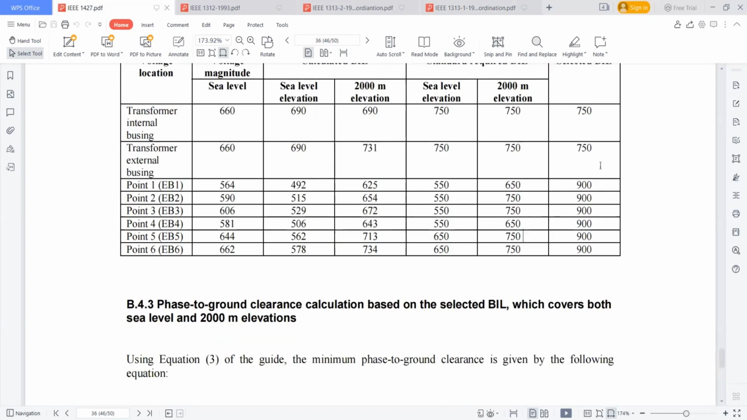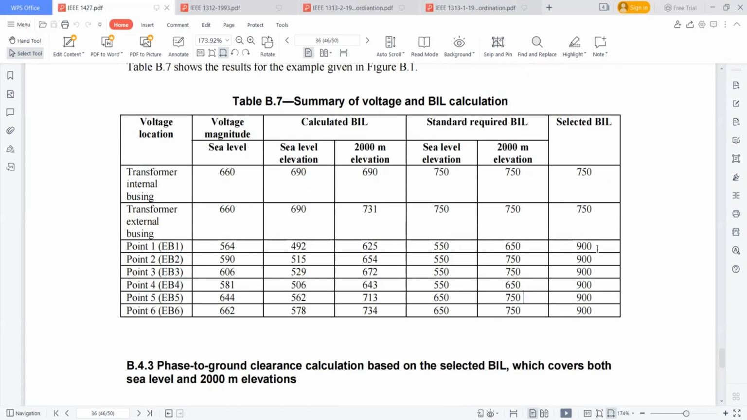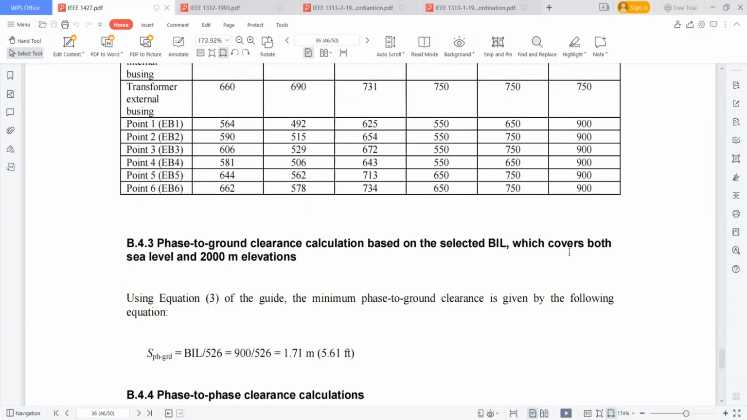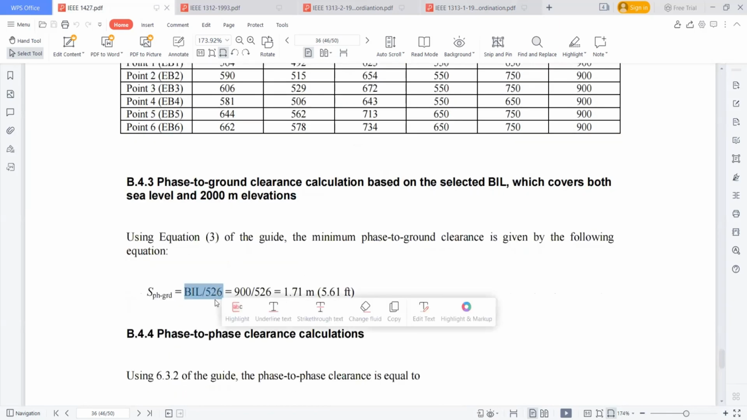Similarly, I got the BIL level of 900, and this is for 220 kV. To find the phase to ground clearance, I have to divide this 900 by 526, which is a constant derived in this guide in the earlier pages. If you want, you can see the calculation. But as a rule of thumb, to calculate the phase to ground clearance for 220 kV, just divide BIL by 526, that's it. So I found 1.71 meters I have to maintain for phase to ground.